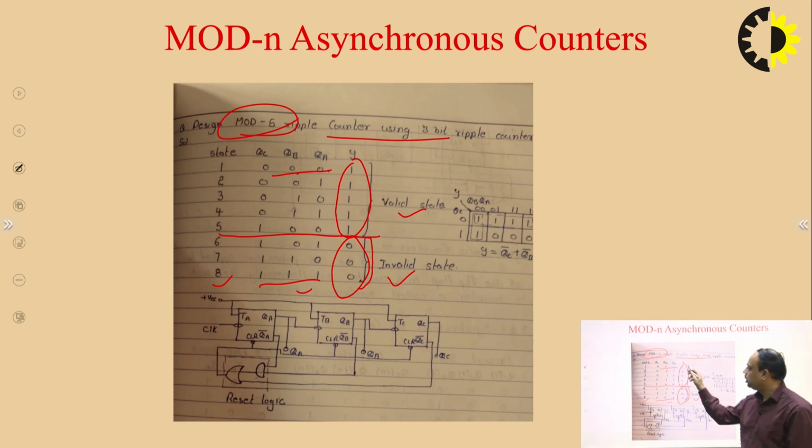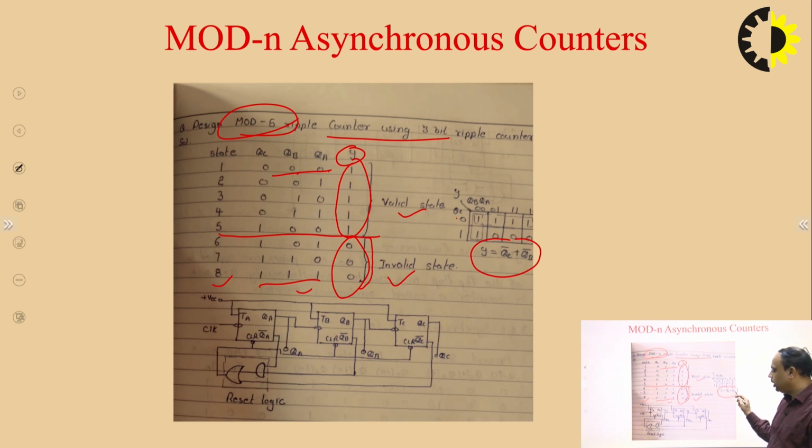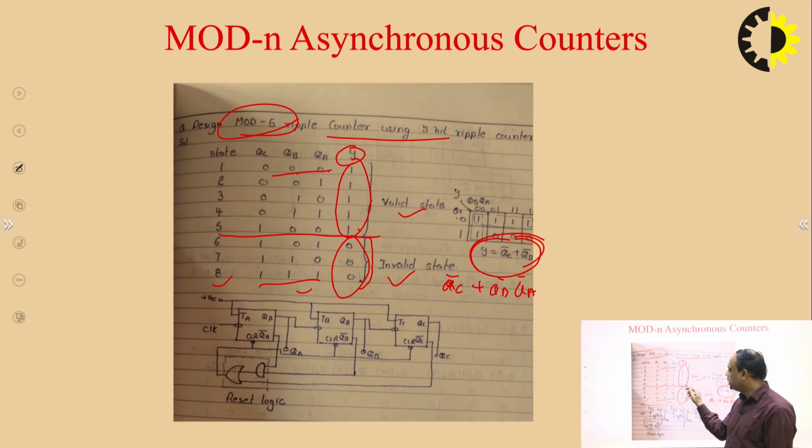So if we make the K map for this output for the counter states QC, QB and QA, as we can see over here, this logic is generated as: Y is equal to QC plus QB bar QA bar. So this is QC plus QB bar QA bar over here. So by using this output, we reset the circuit as it crosses from state number 5 to state number 6. It resets to state 0 0 0.